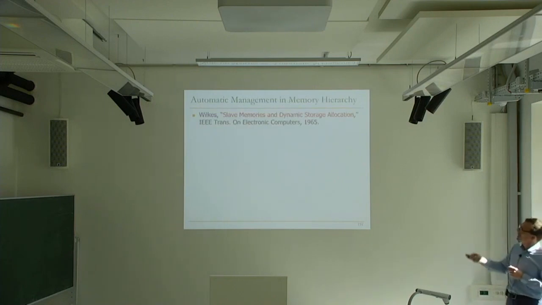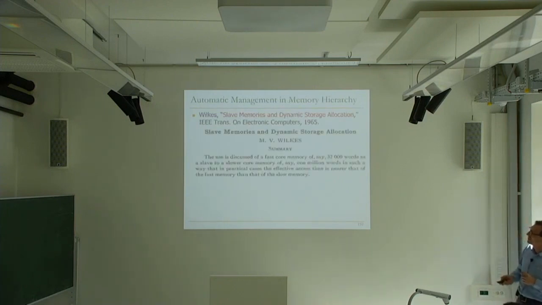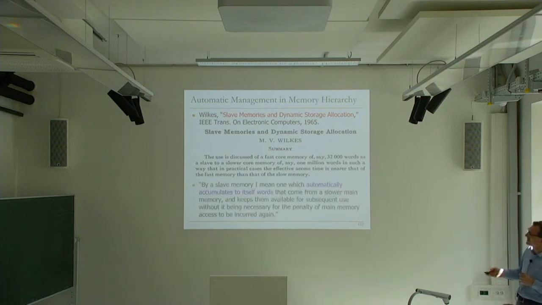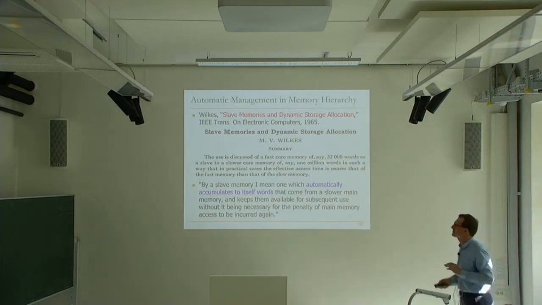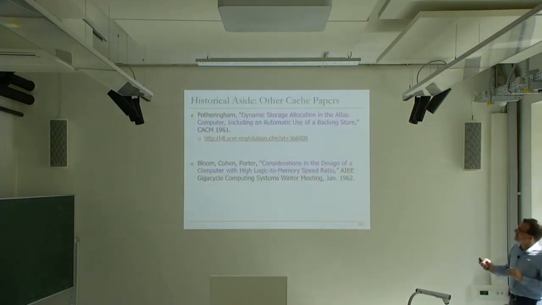Okay, so on automatic management, this is the paper I mentioned by Maurice Wilkes, and I already said this, but he essentially had automatic management in mind when he talked about caches at that time. He called them slave memories, right? By a slave memory, I mean one which automatically accumulates to itself words that come from a slower main memory and keeps them available for subsequent use without it being necessary for the penalty of main memory access to be incurred again. Again, it's beautiful wording, I think. It's very crisp.